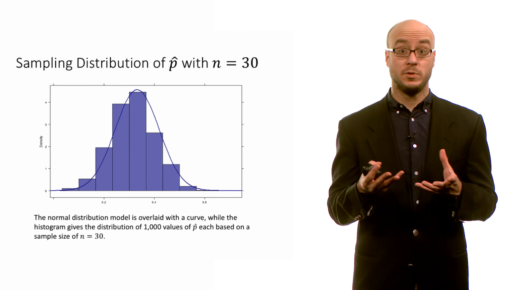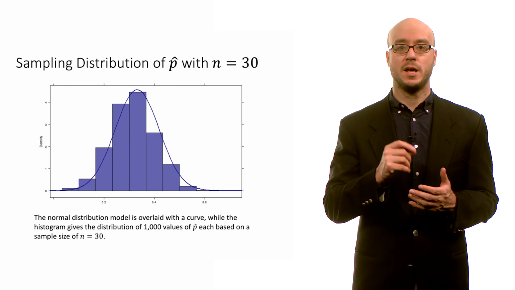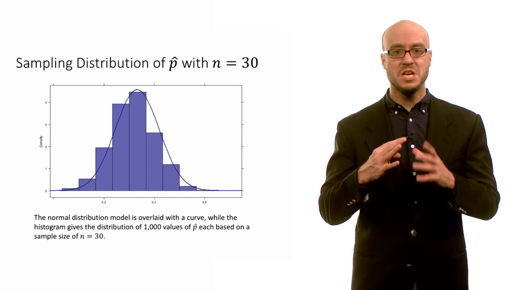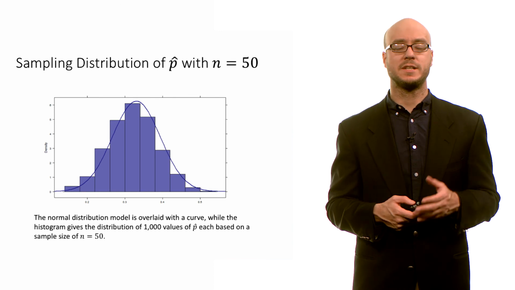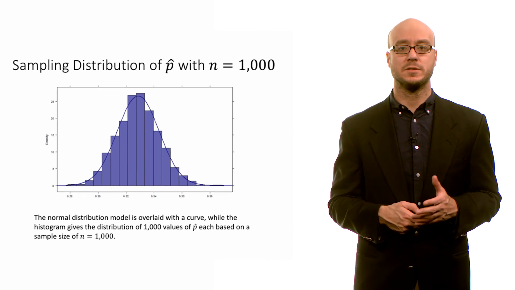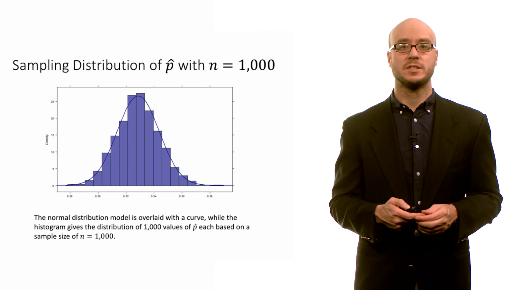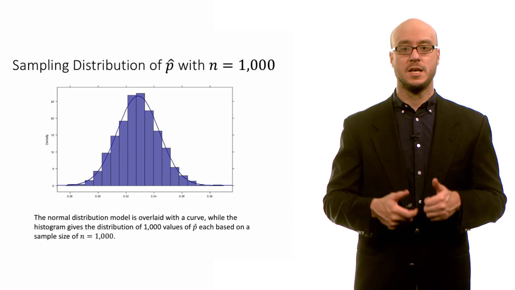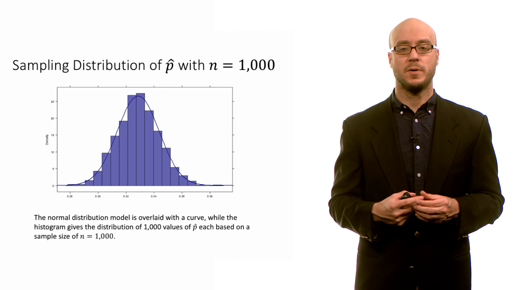And so with a sample size of 30, you can see the sampling distribution of p hat, as denoted by the histogram, is approximately normal. It's not quite, but it's pretty close. If we look at a sample size of 50, it's really quite close to normal. And with a sample size of 1,000, it's very close to normal. So you can see that with a larger sample size, the sampling distribution for the sample proportion can be approximated by a normal distribution. And with that, we're going to look through a few examples of exploring this idea of the success-failure condition.